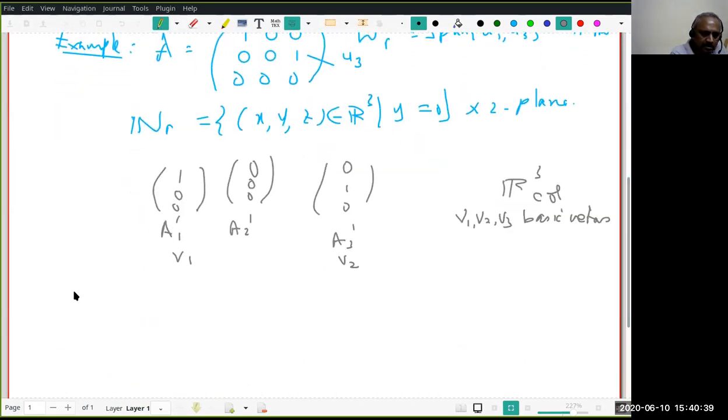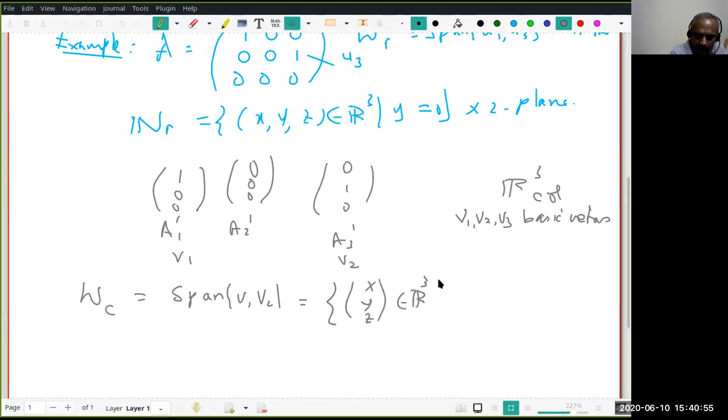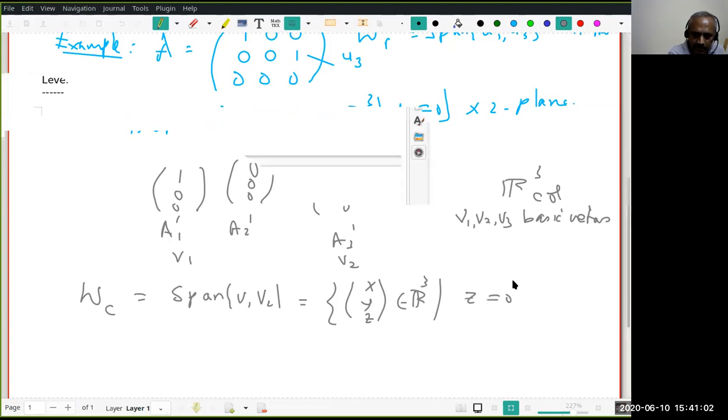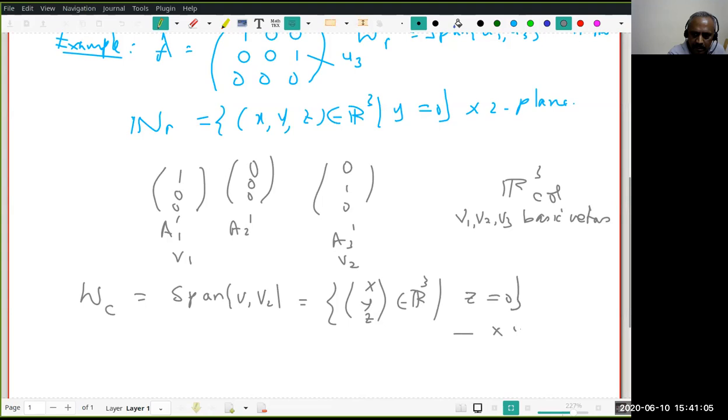Therefore, what is the column space? Column space is the span of V1 and V2, which is equal to the set of all (X, Y, Z) in R3 column with what condition? It's a span of X times this plus Y times this. Therefore, Z must be 0. This is the only condition. Therefore, this is nothing other than the XY plane. Right? Therefore, the column space is the XY plane in R3, whereas the row space is the XZ plane in R3.